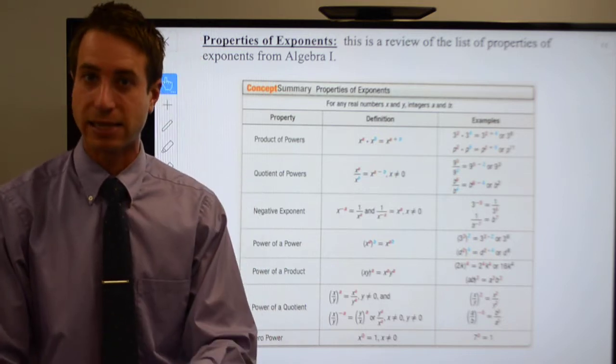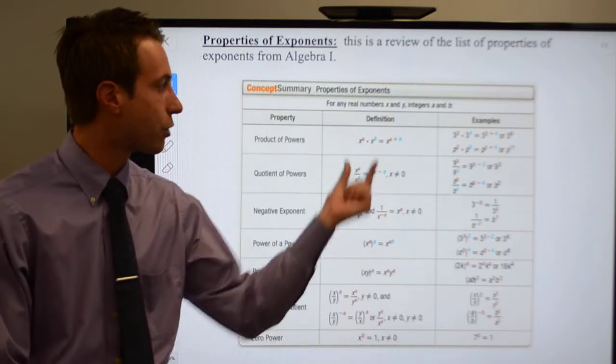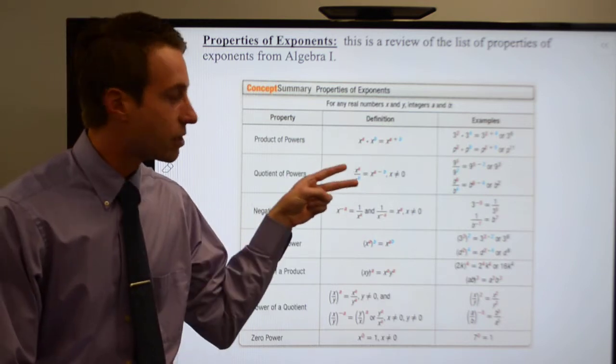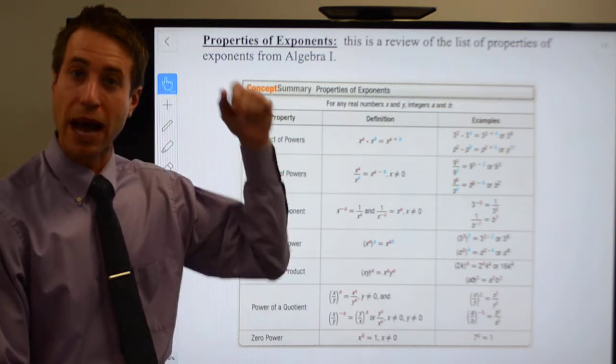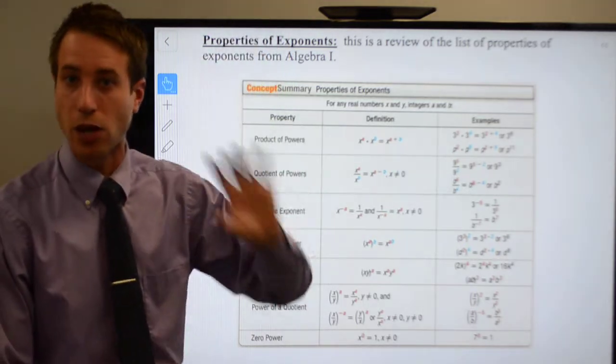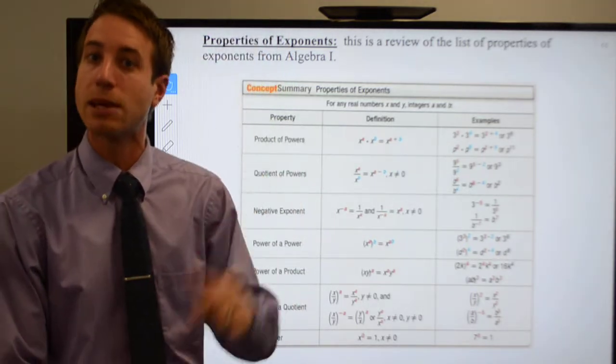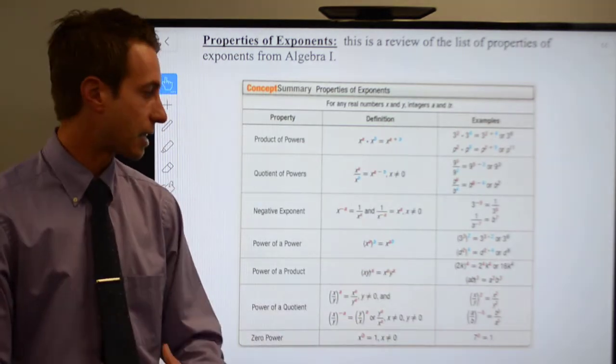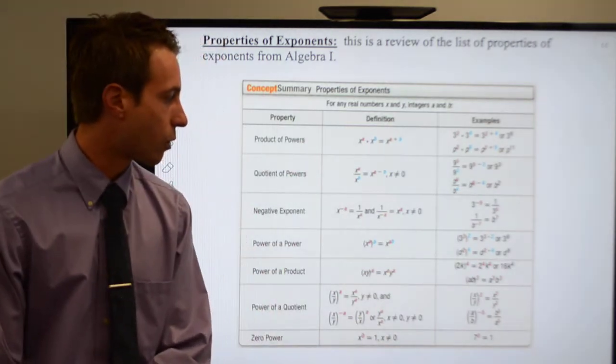As long as you have the same base, if those bases are multiplied, add the exponents. If those bases are divided, if you have an x squared in the top and an x cubed in the bottom, as long as the bases are the same, division means you subtract the exponents. Those are the ones you should know right away.